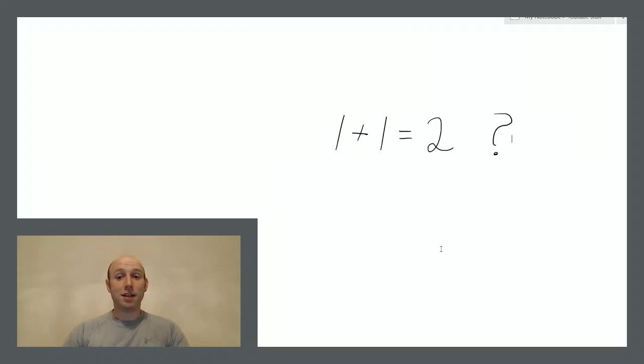1 plus 1 equals 2. Is this an objective fact, or are there counter-arguments? So, let's form a counter-argument against this.